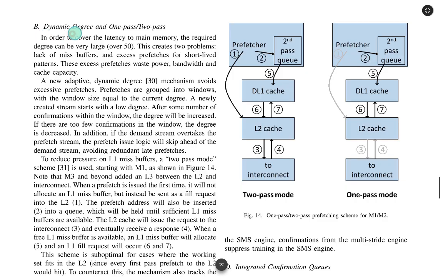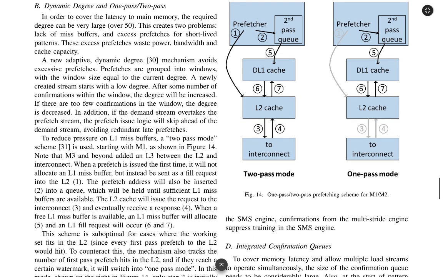B. Dynamic degree and one pass, two pass. In order to cover the latency to main memory, the required degree can be very large, over 50. This created two problems: one, lack of miss buffers, and two, excess prefetches for short-lived patterns. These excess prefetches waste power, bandwidth and cache capacity. A new adaptive and dynamic degree is the mechanism for excess prefetches.